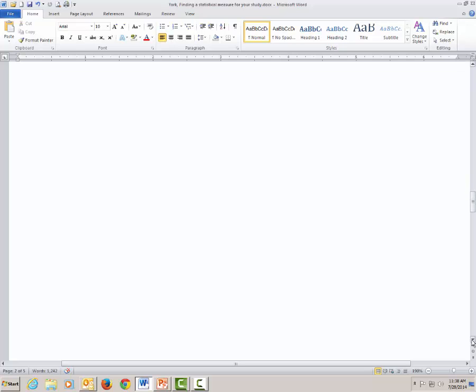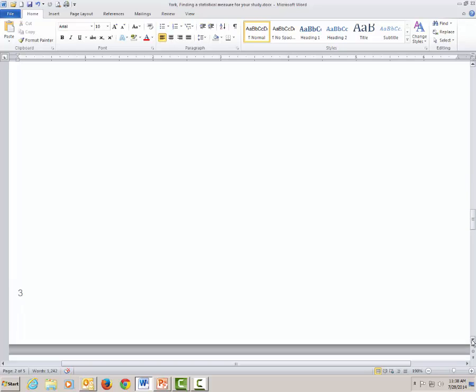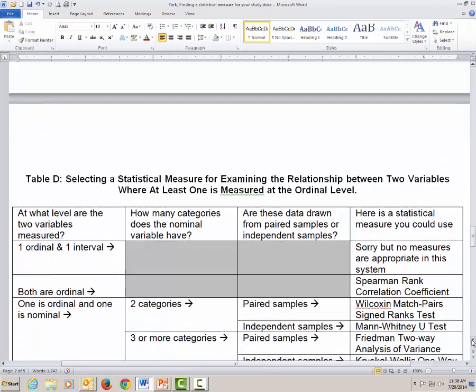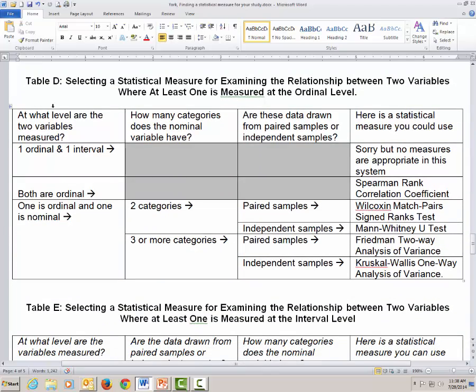Let's move down to now a special table that's particularly appropriate. Table D, selecting a statistical measure for examining the relationship between two variables where at least one is measured at the ordinal level. I hope by now you've gotten a little bit of the hang of how to read this table. At what level are the two variables measured? If you have one ordinal and one interval, you get all the way over here and say, sorry, but no measures are appropriate in the system. However, if both are ordinal, you can go over here and see that the Spearman rank correlation coefficient would be appropriate.